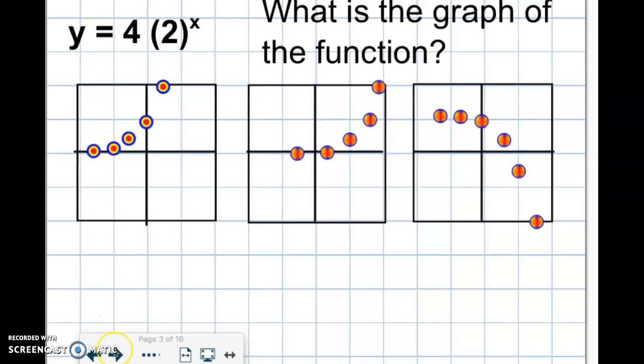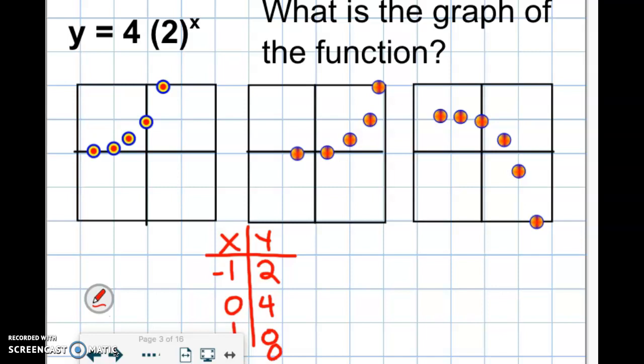To review from yesterday, what is the graph of the function? If you have matching graphs, like let's say it's multiple choice, you still want to go through and make a little XY table. Either pick the points 0, 1, 2, or -1, 0, 1 is also a good choice. If we plug -1 into the equation, you get 2. If you plug 0 into the equation, you get 4, and then 8. So check and see which of these graphs that would match.